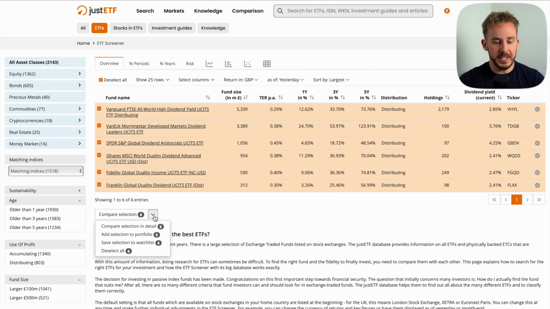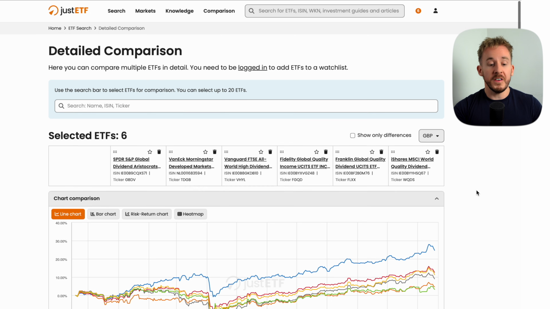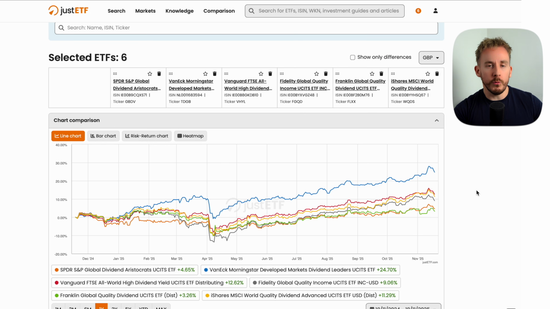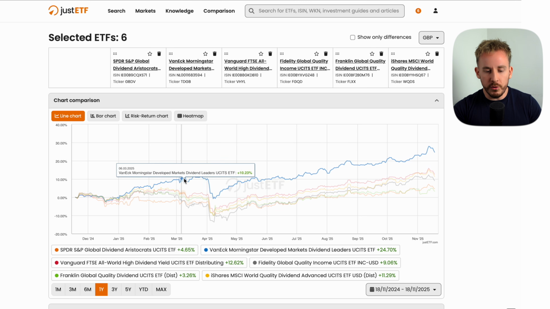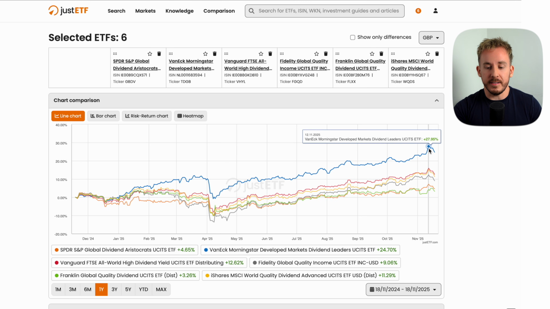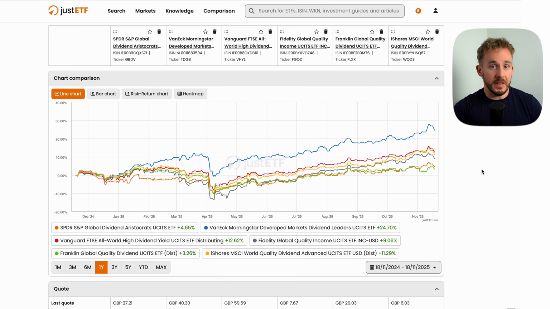But what we can do on just ETF is compare these in more detail. And the first thing we can look at is a chart comparison. Now, I wouldn't put too much emphasis on this past performance because there's no guarantee that this is going to continue. You can see they're fairly well correlated. Even all of the dips, even these increases, these little dips here, are all fairly consistent between the 6. There is a standout with the VanEck ETF, which is higher than the others. There's no guarantee that will keep being higher going forward.